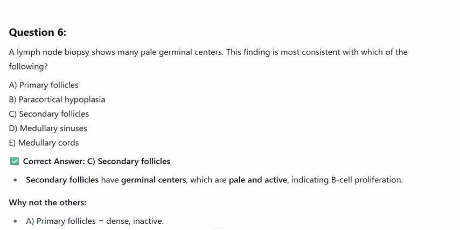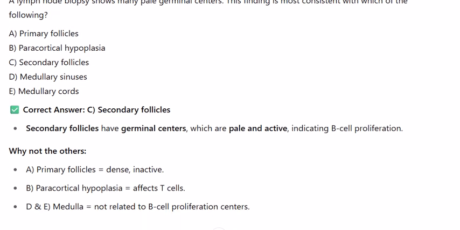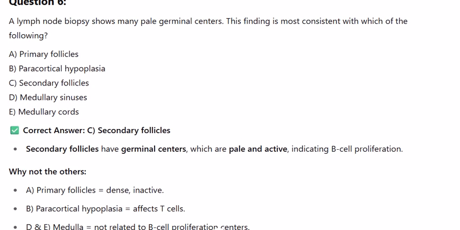Question 6. A lymph node biopsy shows many pale germinal centers. This finding is most consistent with which of the following? A. Primary follicles. B. Paracortical hypoplasia. C. Secondary follicles. D. Medullary sinuses. E. Medullary cords. Correct answer, C. Secondary follicles. Secondary follicles have germinal centers, which are pale and active, indicating B cell proliferation.